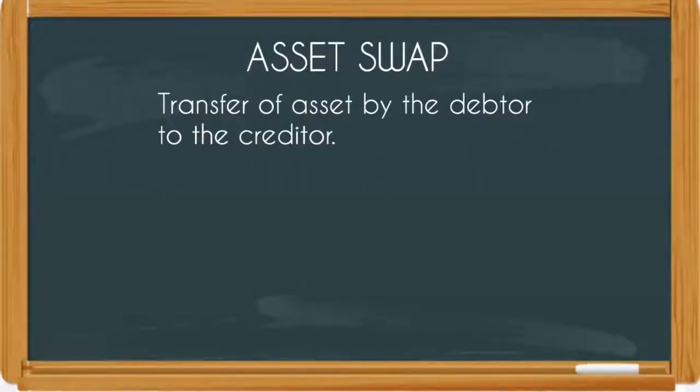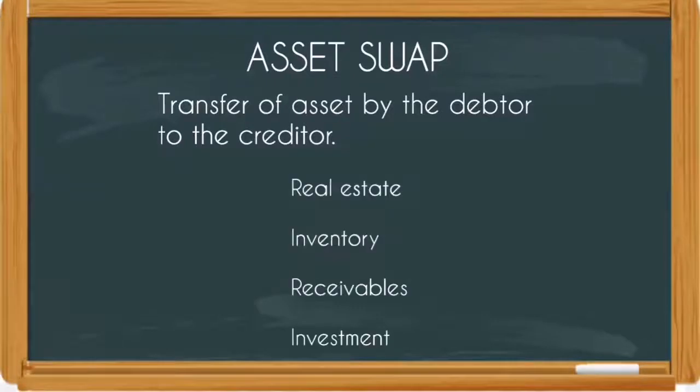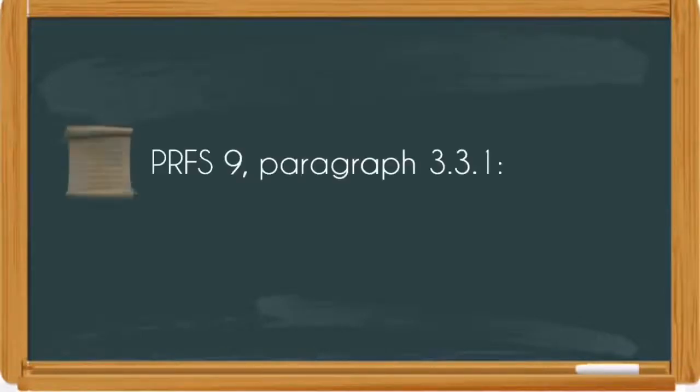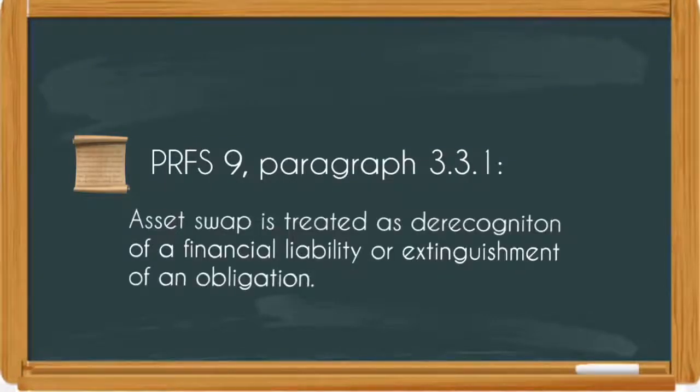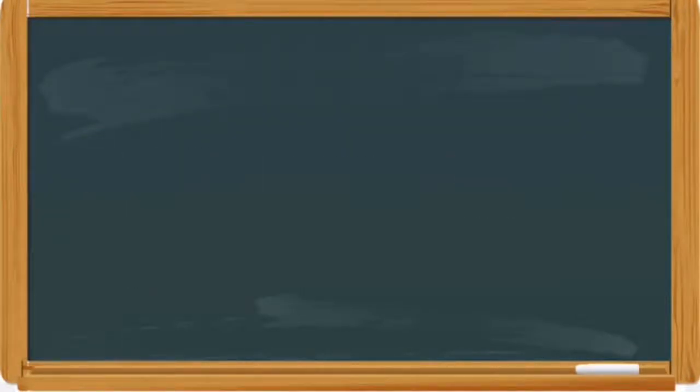Bilang kabayaran, yun nga, pwedeng ibigay ni debtor yung kanyang kahit na anumang asset. It can be real estate, inventory, receivables, and investment. Under PFRS 9, paragraph 3.3.1, asset swap is treated as the recognition of a financial liability or extinguishment of an obligation. So para mas maintindihan natin, here is an example.